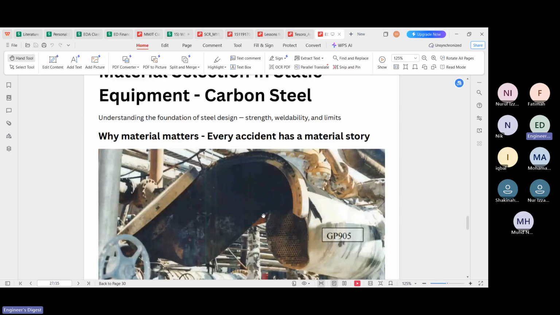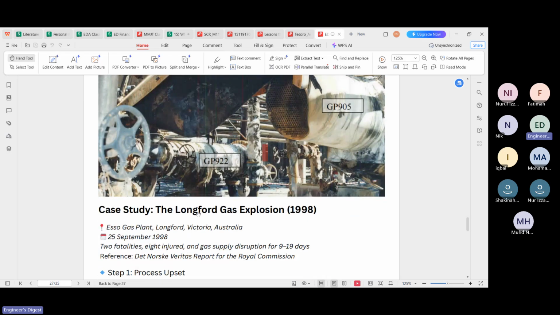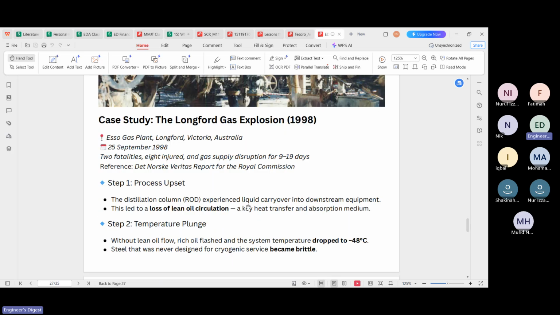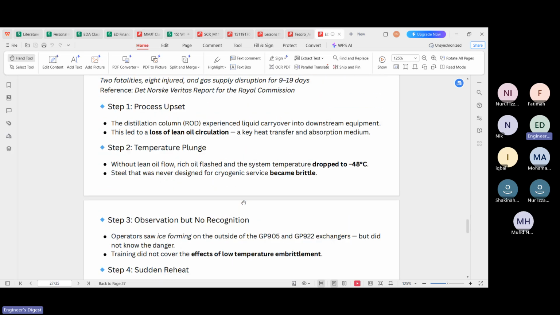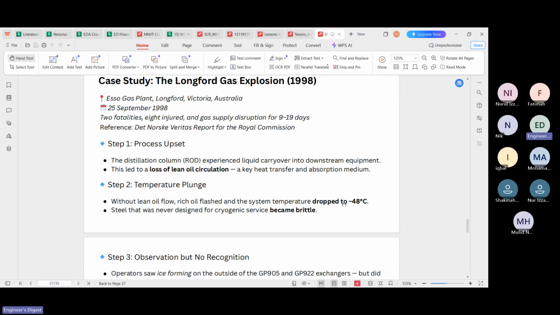Okay, so let's recap. We have talked about carbon steel. We have understood that this is a case study for the Longford explosion. The main thing that we have understood from this Longford gas explosion is actually brittle fracture. Why brittle fracture? Because of this temperature plunge, it plunged to less than minus 48 degrees Celsius. This temperature is no longer suitable for carbon steel. At this temperature, carbon steel becomes brittle. Brittle is glass-like.